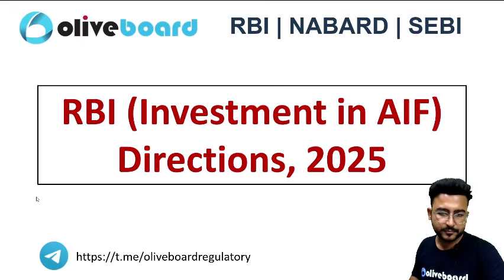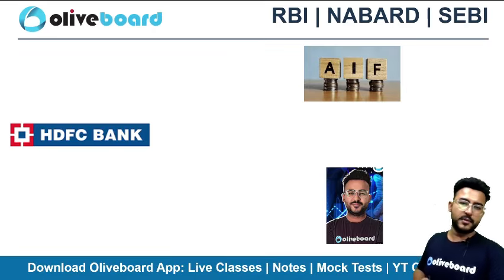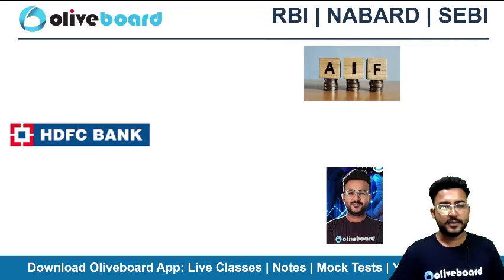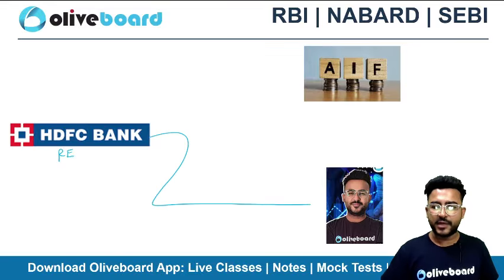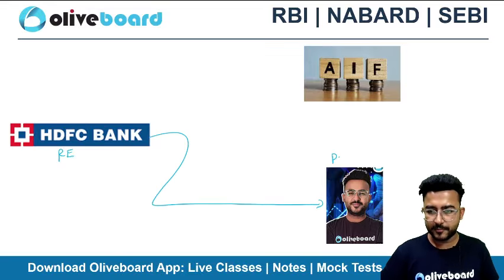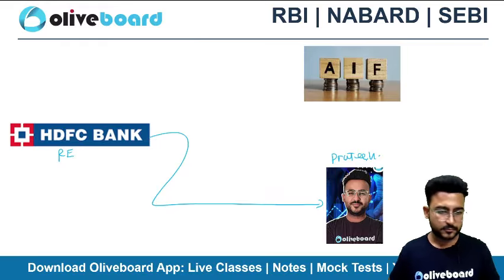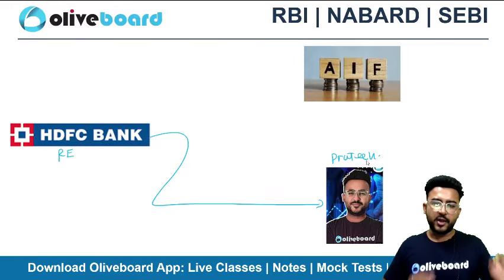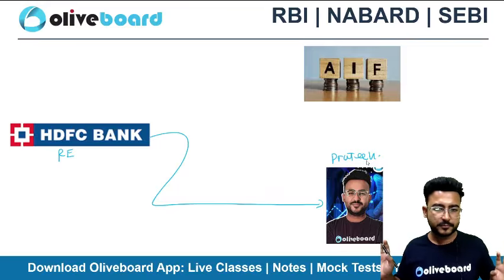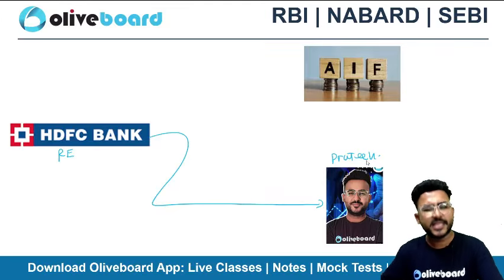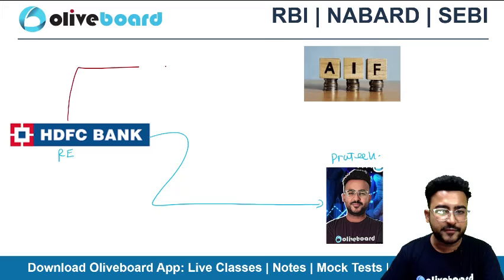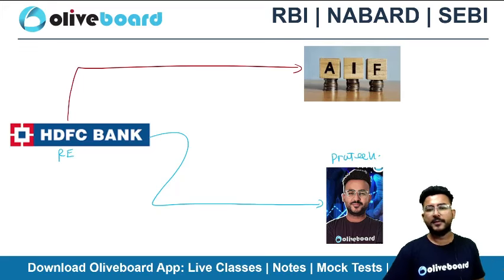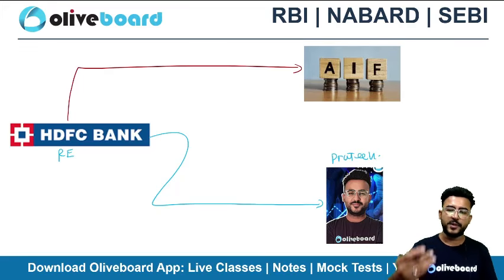Let's start this one. This is a regulated entity. Now this regulated entity has given a loan to this person, right? The regulated entity has given a loan to me. At the same time, HDFC Bank is a big bank. They are investing in securities as well. So HDFC Bank has invested in this AIF as well, Alternative Investment Fund. HDFC Bank has made an investment in this particular AIF as well.